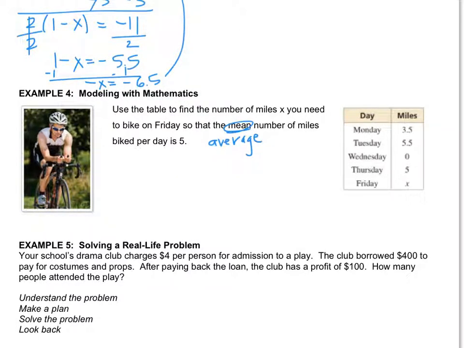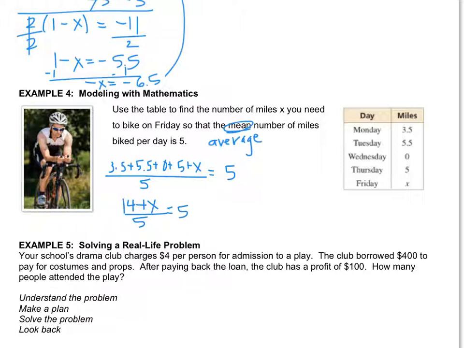So we know how many miles we biked on all the other days. So if we add up all of the things, including Friday, which we don't really know, we know that the total has to be 5. So here's what my model would look like. So I added up all of my values, including the x. I divided by 5, and they want us to have an average or a mean of 5. So first step is to simplify everything. So when you simplify the top, you get 14 plus x divided by 5 equals 5.